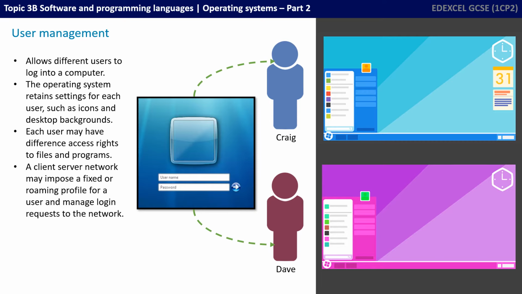And if you're in a client-server situation, such as a school on a network, the network may impose a fixed or roaming profile for users and manage login requests. A fixed profile will ensure that every user has the same desktop and settings, and roaming profiles allow users to customize their settings, and when they log into different computers, those settings follow them.